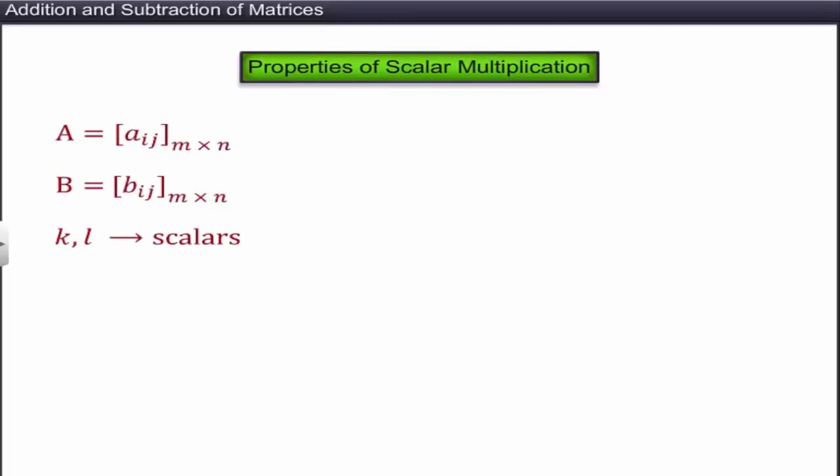If A and B are two matrices of the order m by n, and K and L are two scalars, then their multiplication will have certain properties. Let's look at the first one. K multiplied by (A plus B) is equal to KA plus KB. This can be proved as shown.